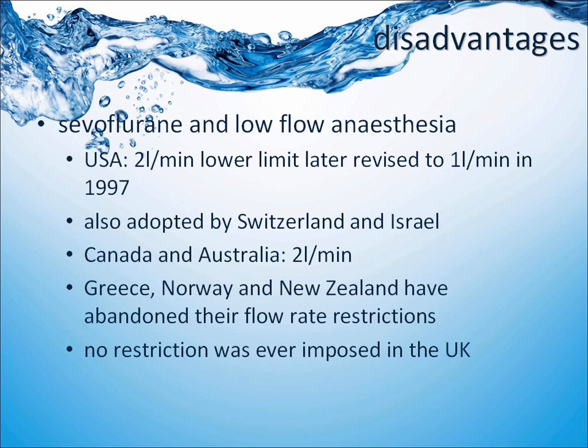But because of this, in the US, they had limited their fresh gas flow rates with sevoflurane to 2 litres per minute. This was later revised in 1997 to 1 litre per minute for 2 MAC hours. This protocol has been adopted by Switzerland and Israel. Us and the Canadians, we still limit ours to, or ours is recommended to be, 2 litres per minute. Greece, Norway, New Zealand have no limitations. They've abandoned theirs. And in the UK, there was never a restriction at all.